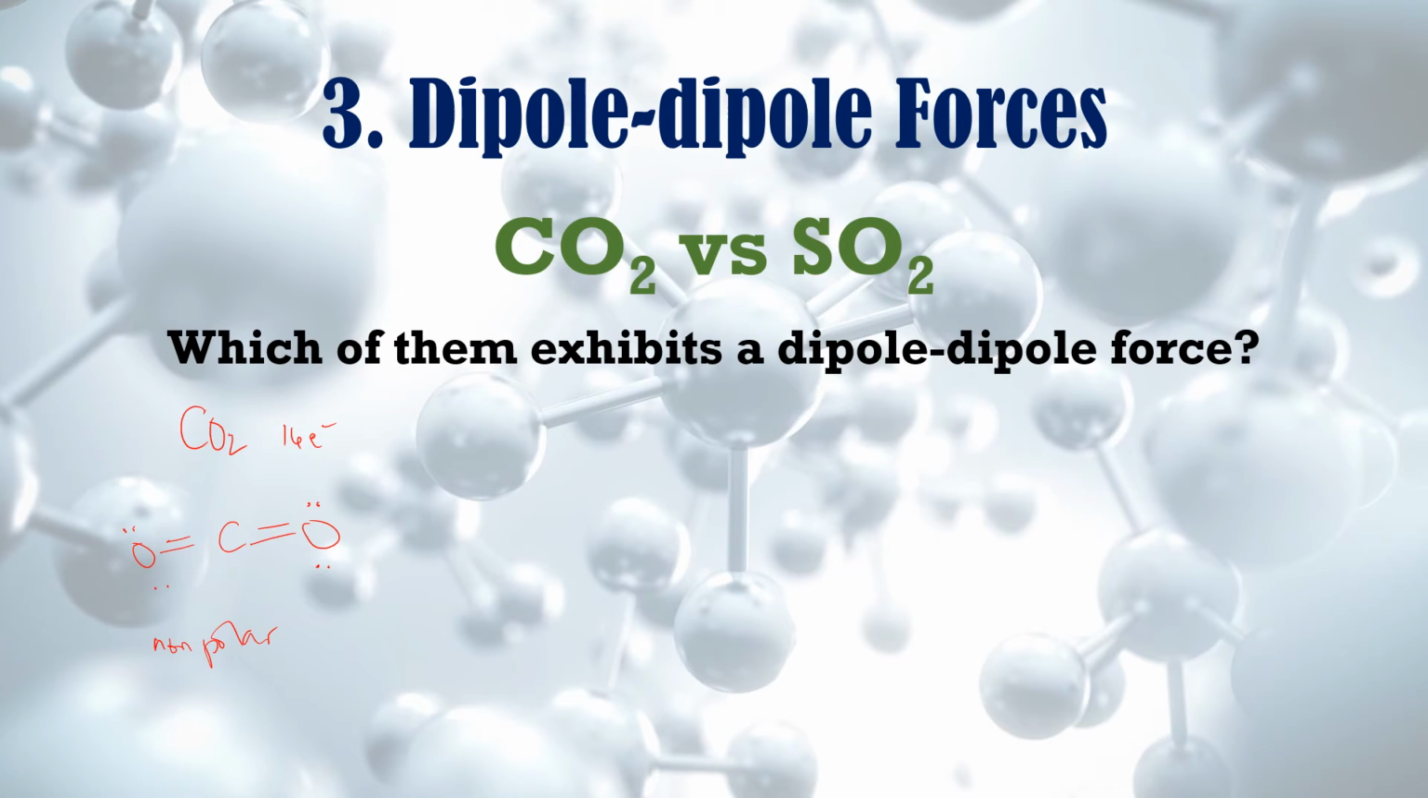molecule. And then for SO2, the total number of valence electrons is 18. So the Lewis structure is S, O, and then 2, 4, 6, 8, 10, 12, 14, 16, 17, and 18. As you can see, sulfur at the central atom has a lone pair. That means this is a polar molecule. And take note, dipole-dipole forces occur in polar molecules. So the answer is SO2.